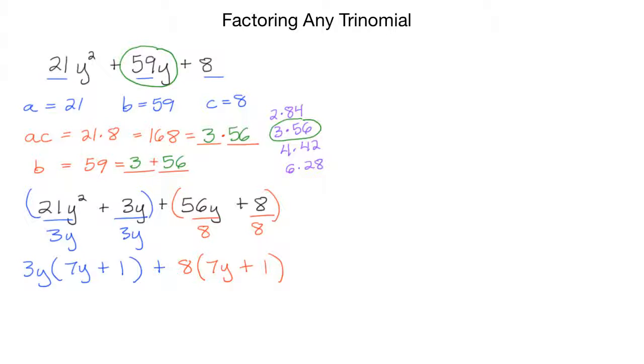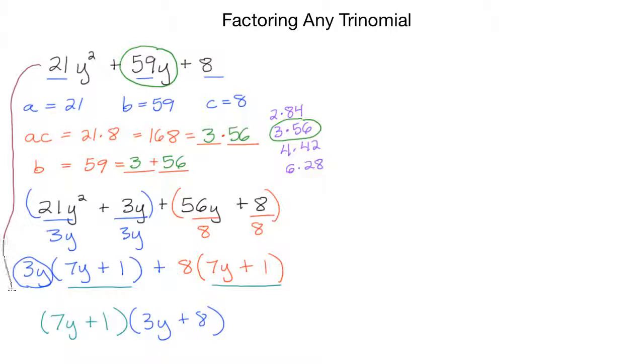Let's look and see what I got here now. We have common binomials. We have 7y plus 1 and 7y plus 1. So if I factor those binomials out, I'm left with the 3y over here plus 8. And there we go. This trinomial is equal to those two binomials multiplied together. There's my factored form. And we've just successfully factored another trinomial.